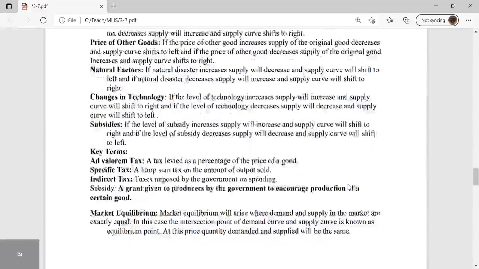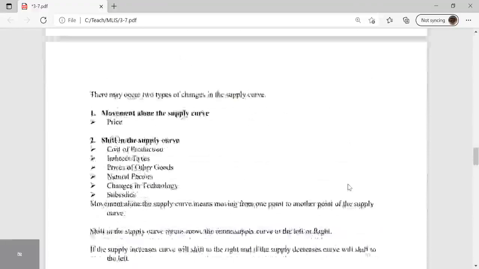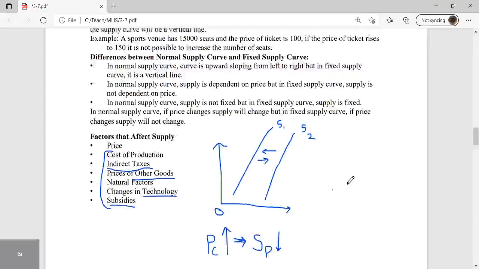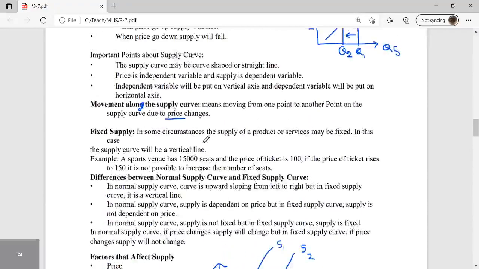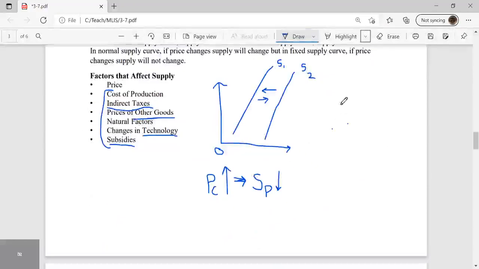Okay, so we are done with supply. There's something called fixed supply over here. I think we missed that one. So fixed supply is a situation where no matter what the price is, the supply remains fixed. In this case, the supply curve may look like this.